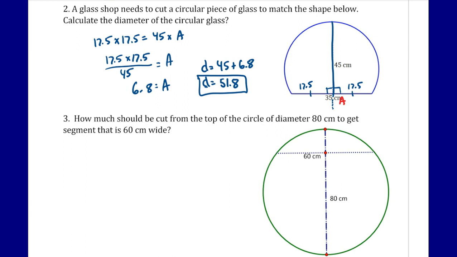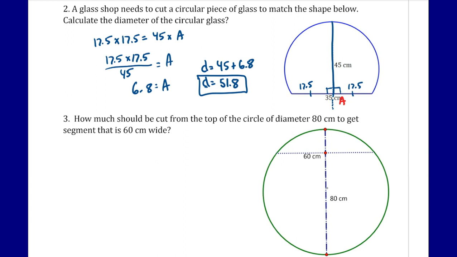C, so this one is similar. Now we're given a little bit more information. We're told that the circle has a diameter of 80, and the length of this segment is 60, and we want to cut off this portion. So we need to figure out, okay, how far in do we have to cut? In this case, we are given a bit more information, especially that the diameter is 80.